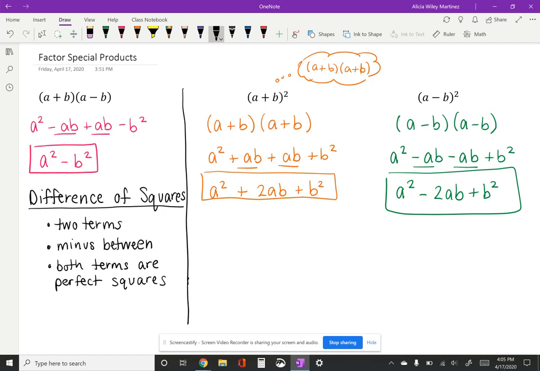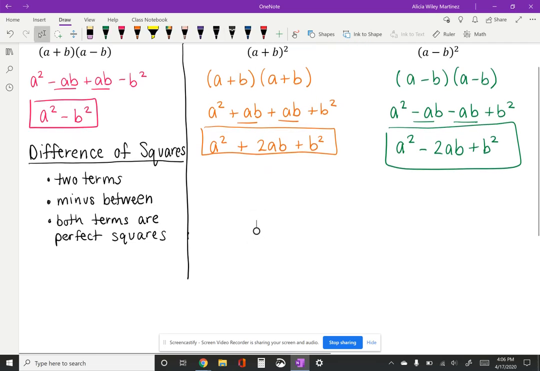Reminding us of what perfect square numbers are. Those would be numbers like 1, 4, 9, 16, 25, 36, 49, and so on. It's probably good to be able to recognize your perfect squares up to 12 squared. But again, at home, if you need to get out a calculator, go for it.